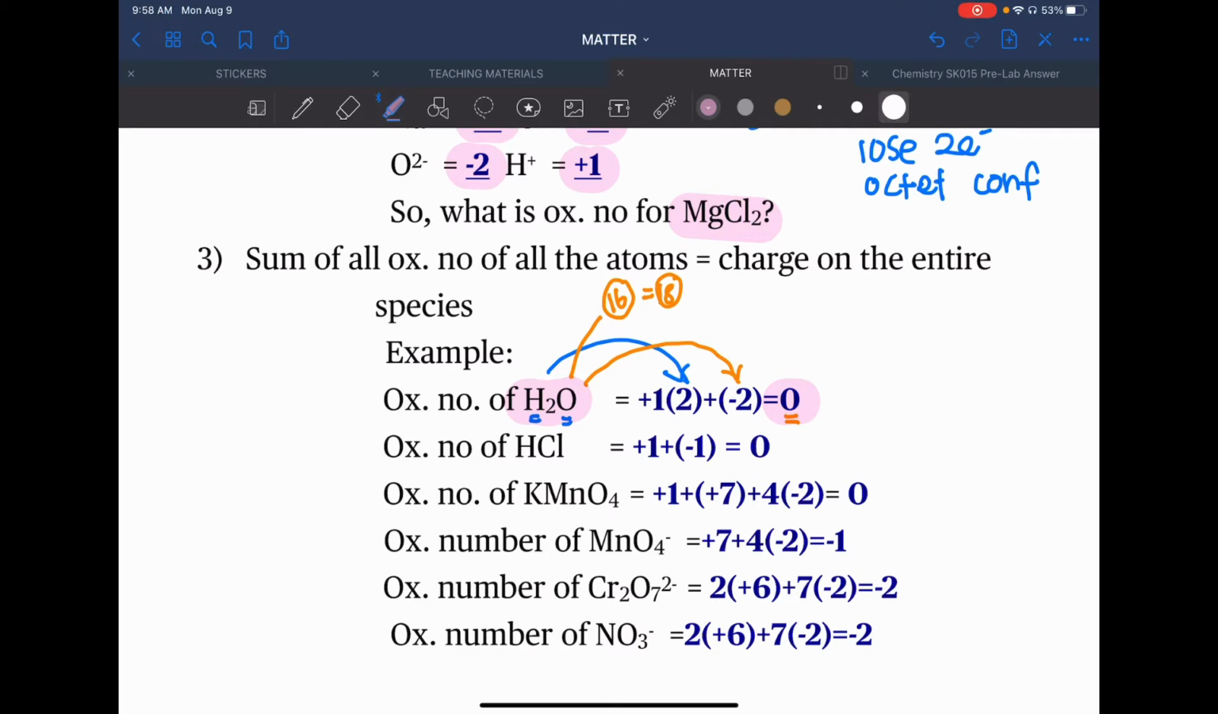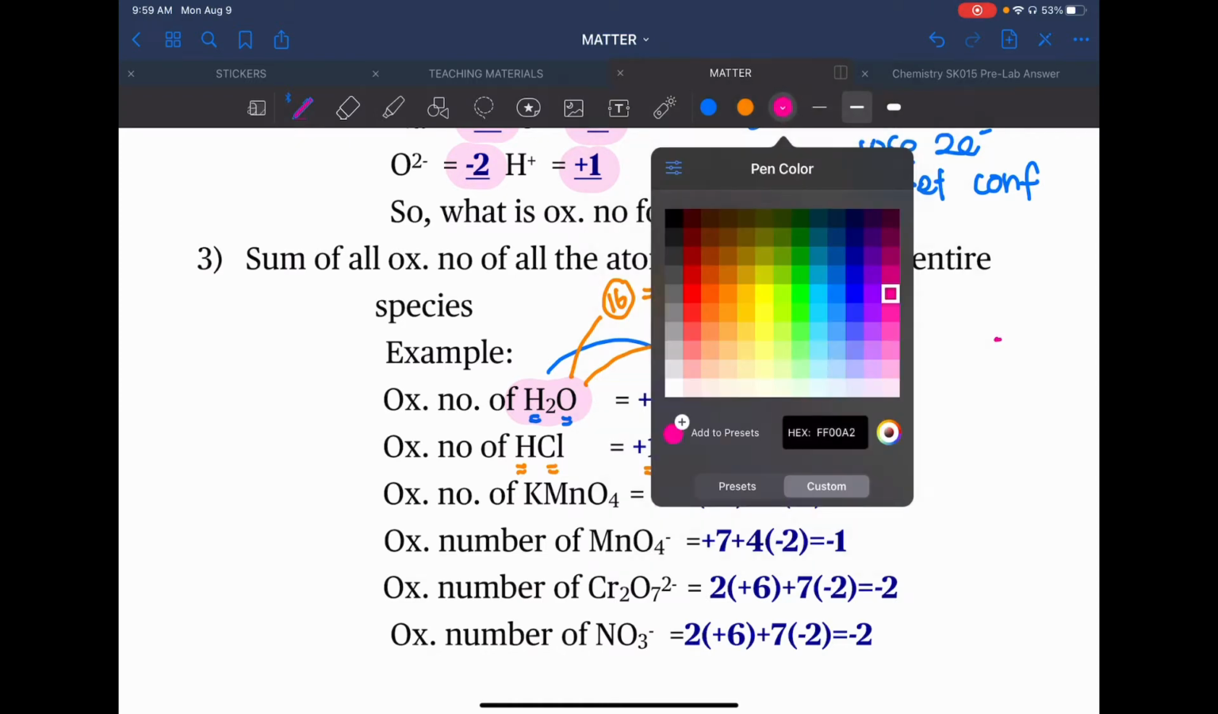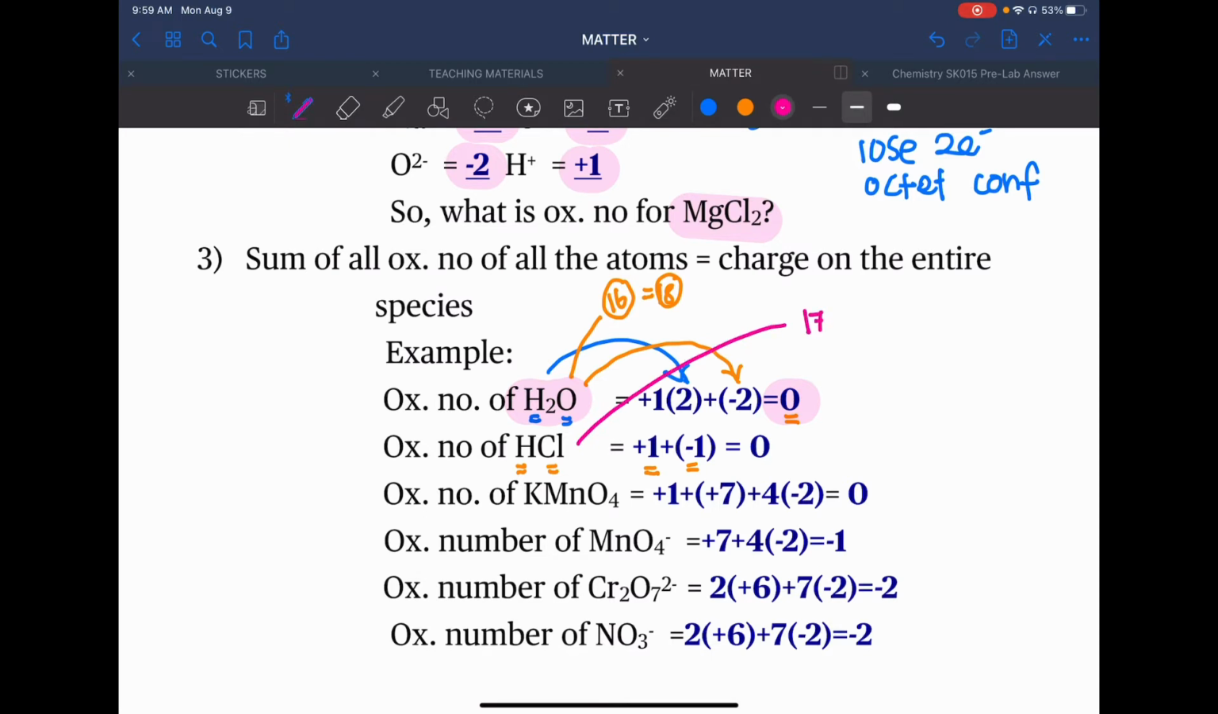So maksudnya kat sini, when you add the oxidation number for each element, and if your answer is 0, it means that your molecule is neutral. Samalah dengan HCl kat sini. You have element H, the oxidation number is 1. Cl, the oxidation number is negative 1. Why? Because Cl is in group 17. Okay, Cl is in group 17, so we know it needs one more electron to achieve stable octet configuration. When you add these two together, the total charge is 0. So maksudnya HCl is neutral.